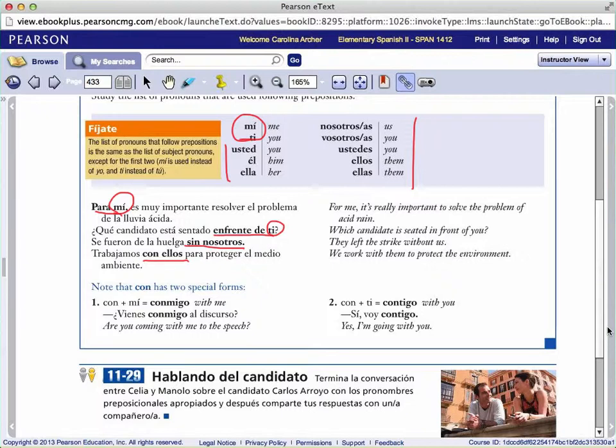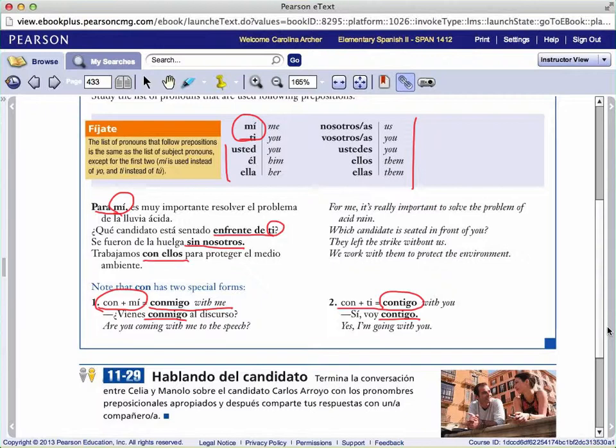Now, when you want to say with, there are two forms that are special, and they are with me and with you. Okay, so instead of just saying con mí, we have to say conmigo, which is a combination of con plus mí, conmigo, with me. And the same with you, contigo. ¿Vienes conmigo al discurso? Sí, voy contigo. So with you and with me. Contigo y conmigo.